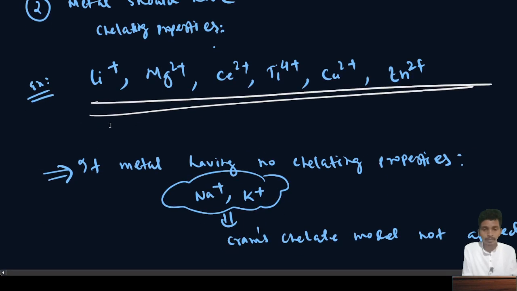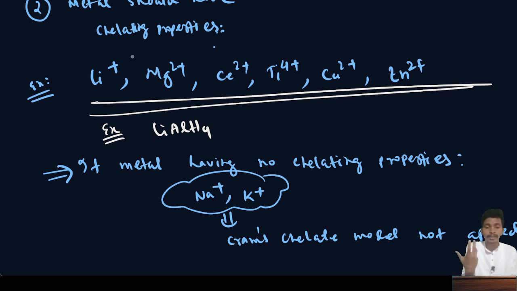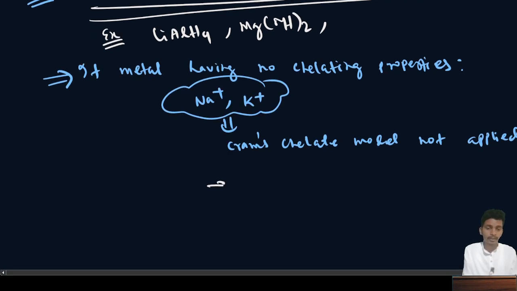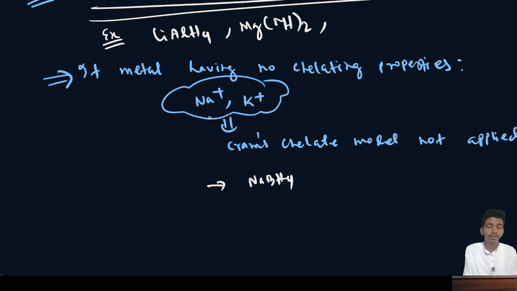Now, examples of these reagents: we have lithium aluminum hydride. In that case, the metal is lithium and it shows chelating properties. And if Z has at least one unshared lone pair, then apply Cram's chelate model. Or MgOH2, this type of reagent, then also apply the chelate model. And if the reagent is NaAlH4, do not use Cram's chelate model, because Na will not show chelating properties.